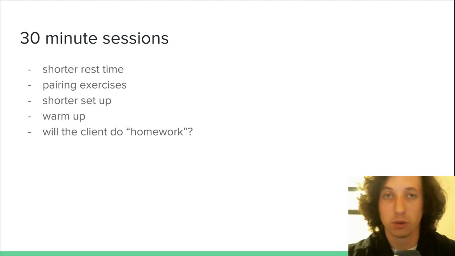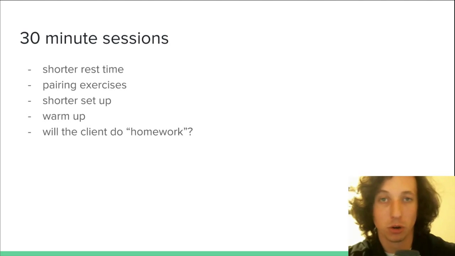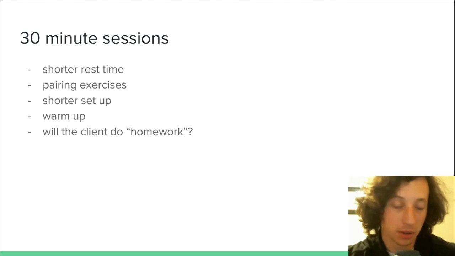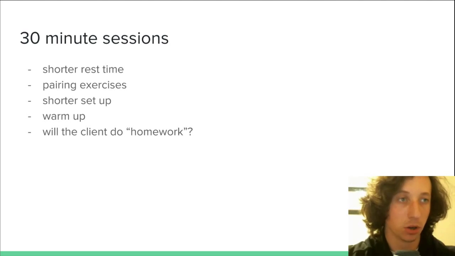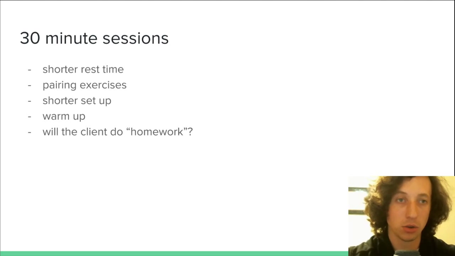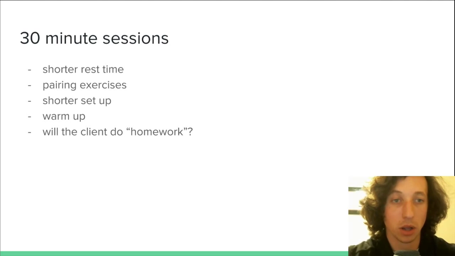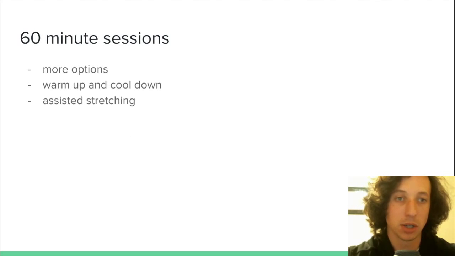Maybe the homework for your client that wants to work on core more might be, hey, I need you to do 100 crunches before you go home. This is the end of our session, but your homework is you've got to go do some ab crunches, you've got to go do some planks, and have the client go do that. So that's a really good way to maximize the client's results in a 30-minute session.